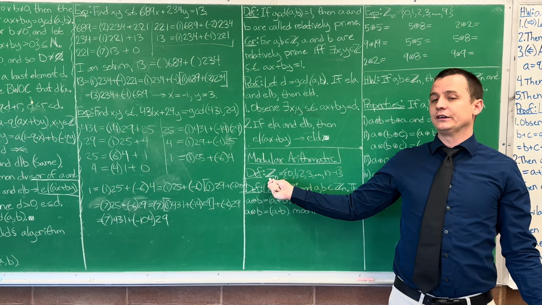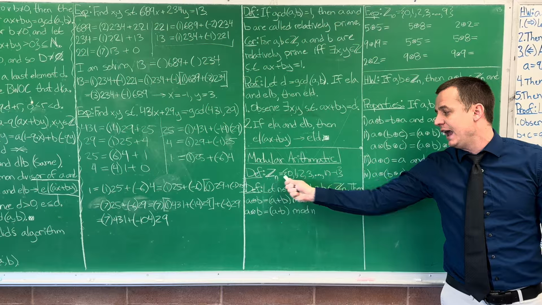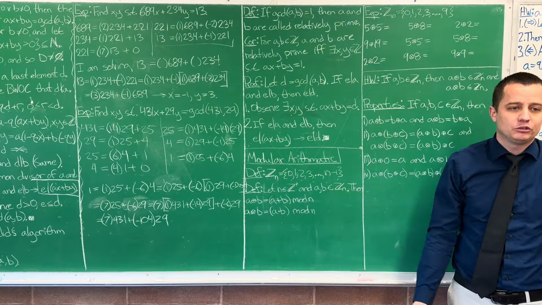So here's how we're going to define our sets. Z sub n is going to be the set of the first n natural numbers. That's what it's going to be shorthand for.